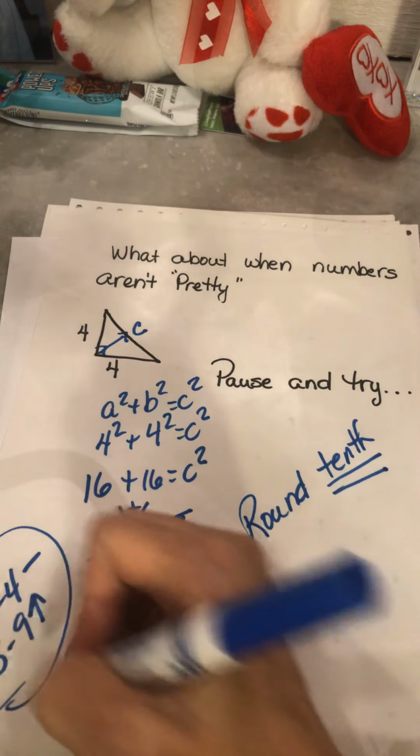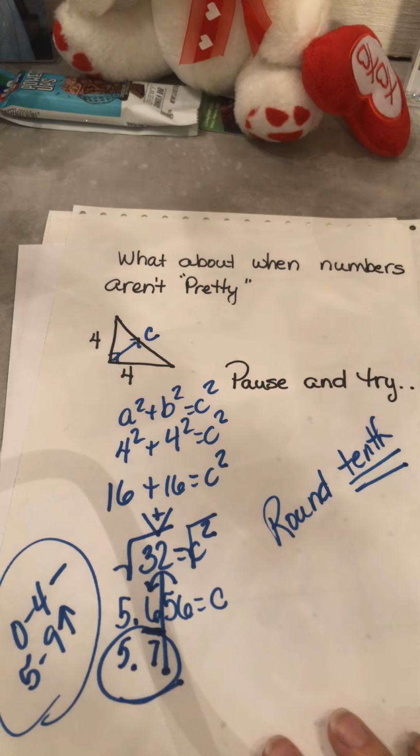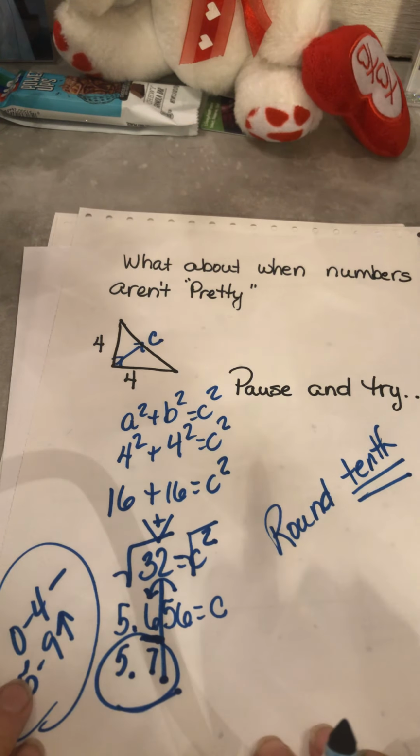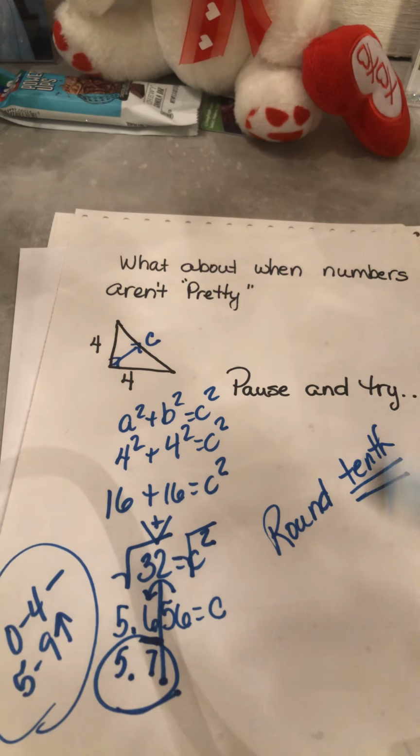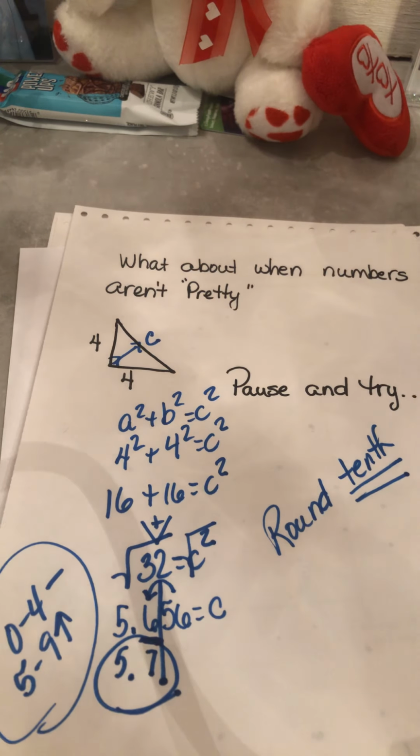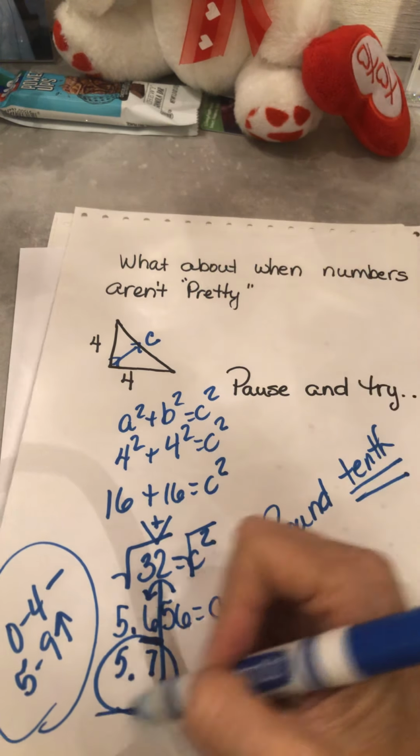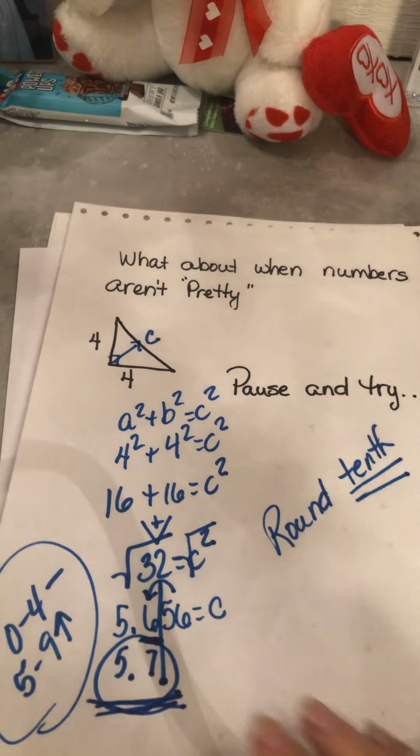I know this was a really quick rounding lesson. If you do not know how to round, that is all in Aztec, and you can find that and go from there. So sometimes you're going to not get pretty numbers, and this is what it would look like. That's my answer.